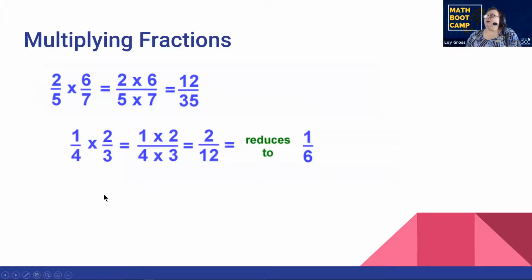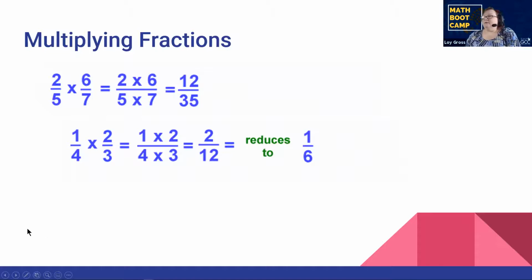Let's look at another problem over here. Now this problem is a little bit more interesting. We've got 1/4 times 2/3, makes 1 times 2 on the top, 4 times 3 on the bottom, is 2/12. But then we have to reduce. And we will reduce that fraction. 2 will divide into 2 to get 1, and 2 into 12 to get 6.